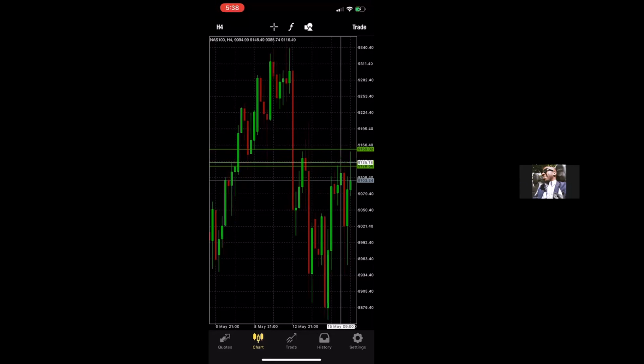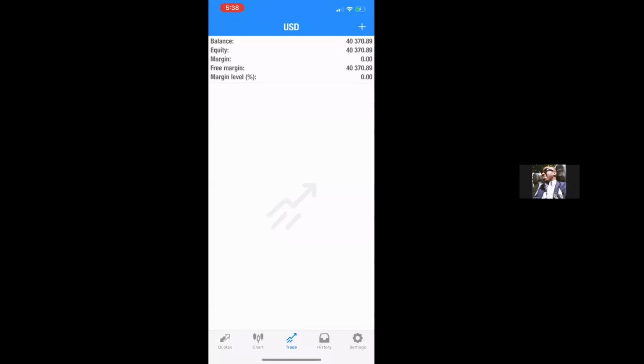So how do you put the new stop loss in? You simply go to trade. You'll see your pending trade here. You just click on the trade that's moving in profit. A menu will pop up. It will say modify. When you click modify, you'll see your take profit and your stop loss, the original take profit and stop loss that you've had.